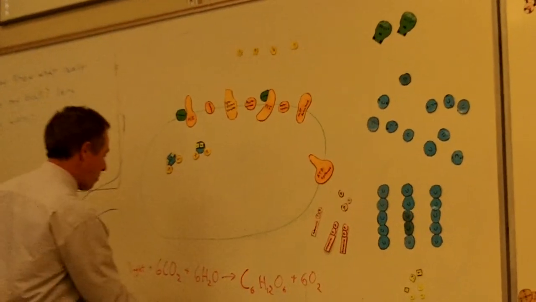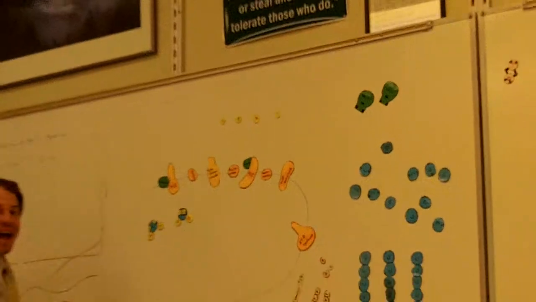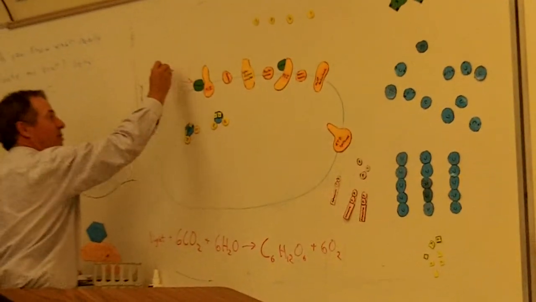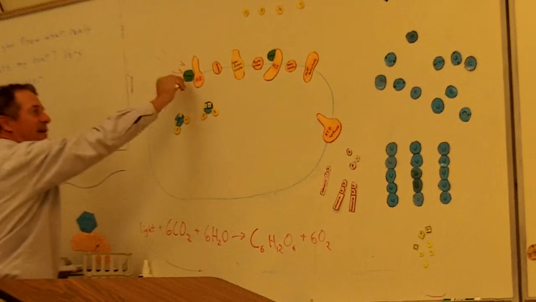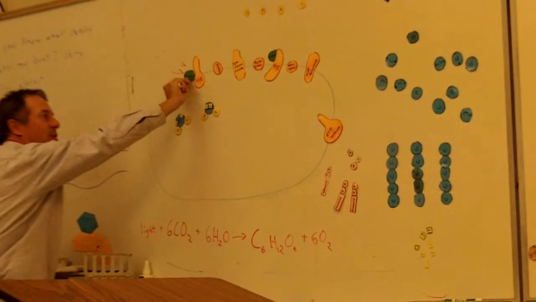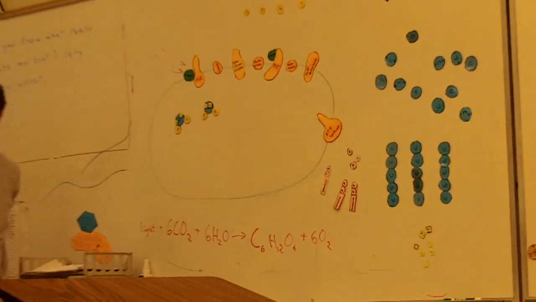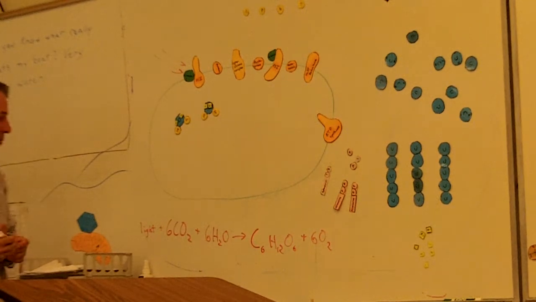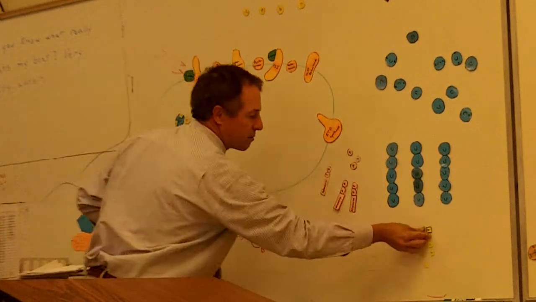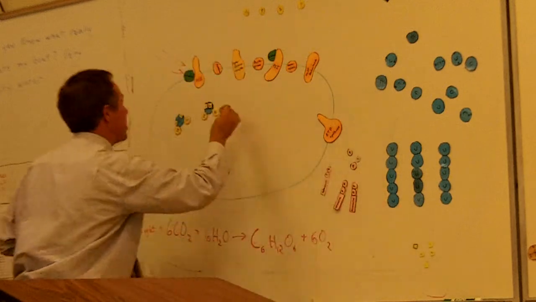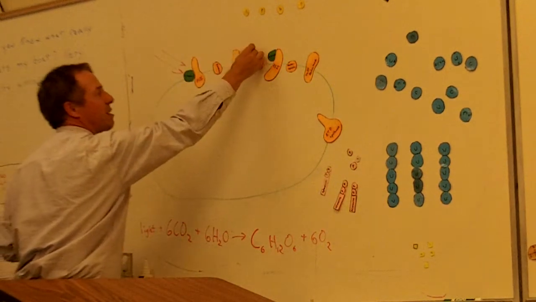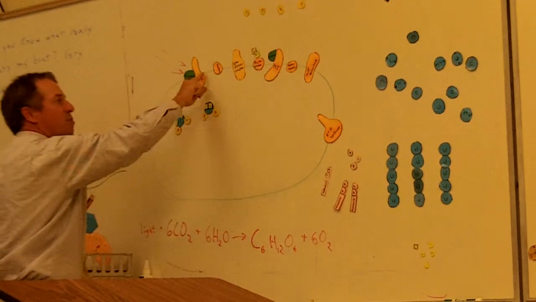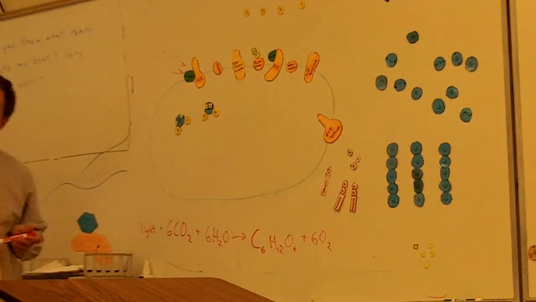So, what happens is light hits the chlorophyll, and the chlorophyll absorbs the light, and the electrons jump up to a higher energy level when they absorb the light. And I got some electrons here, and they'll jump out of the chlorophyll, and then they'll start moving down these proteins. These proteins are called the electron transport chain.